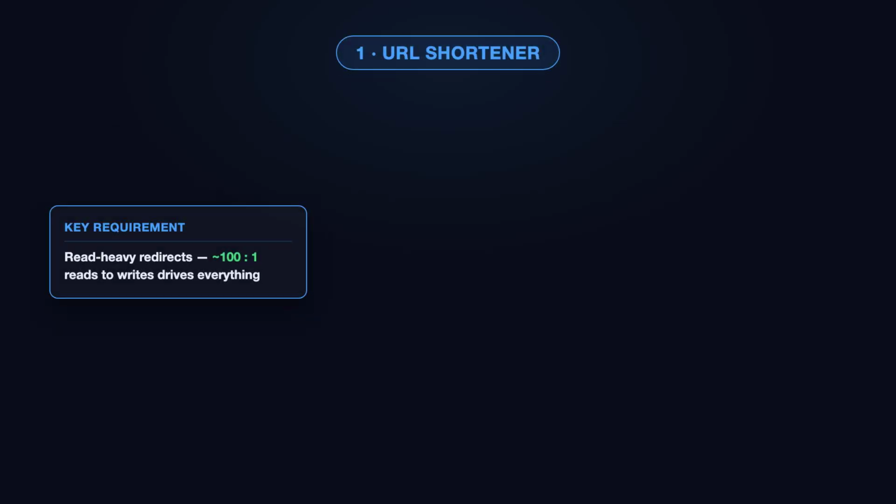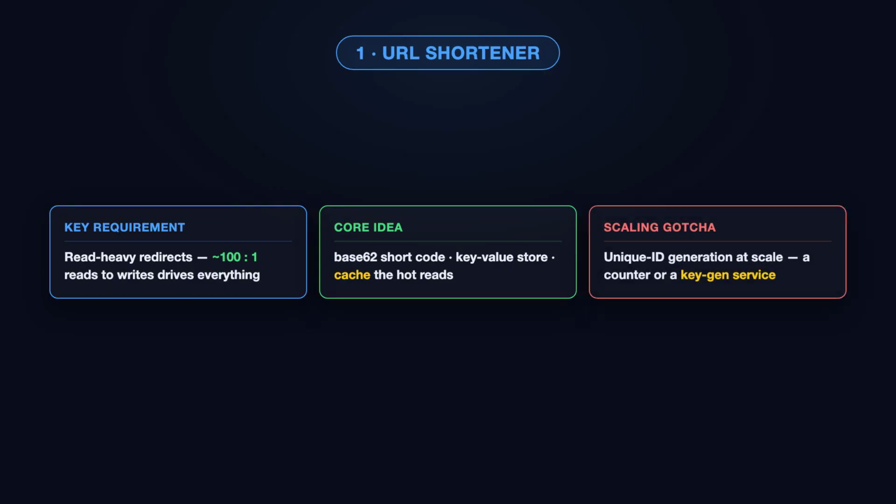Question 1, the classic opener: design a URL shortener, something like bit.ly or tinyurl. The key requirement: it is overwhelmingly read-heavy. People click short links far more than they create them. A common assumption is around 100 reads for every write. That single ratio drives the entire design.